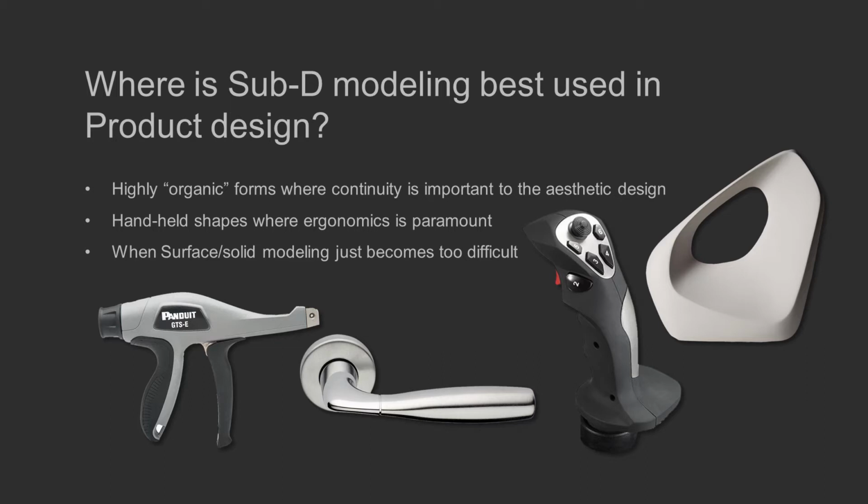Also, where there's ergonomics involved, like handles and areas where there's high human touch, it's conducive to those kinds of forms and products. And it's also just like there's a point to where creating shapes like this just becomes so difficult to do and requires so many features to do in surface modeling that subdivisional modeling is a very attractive alternative to that.